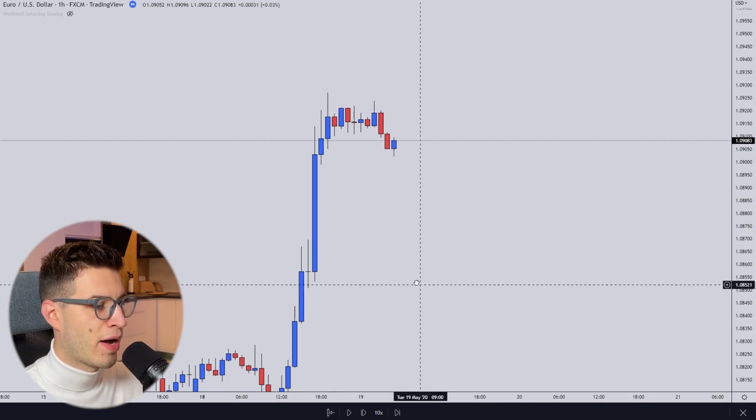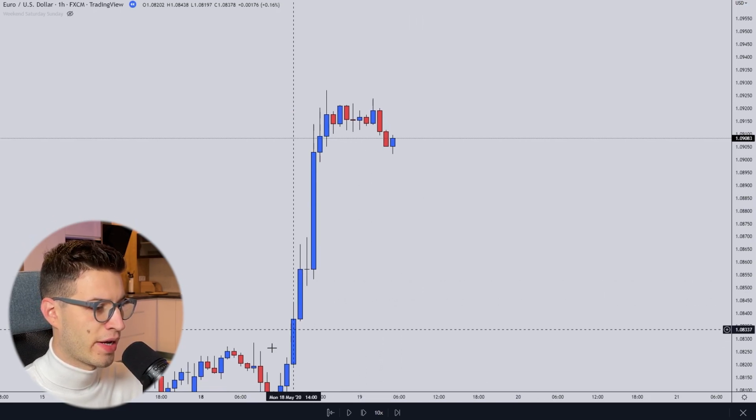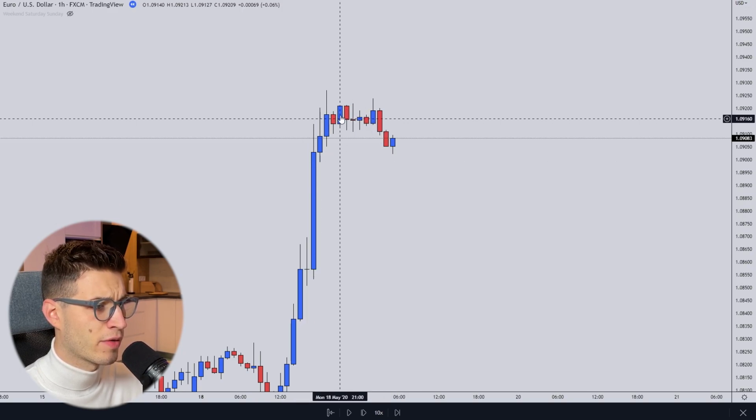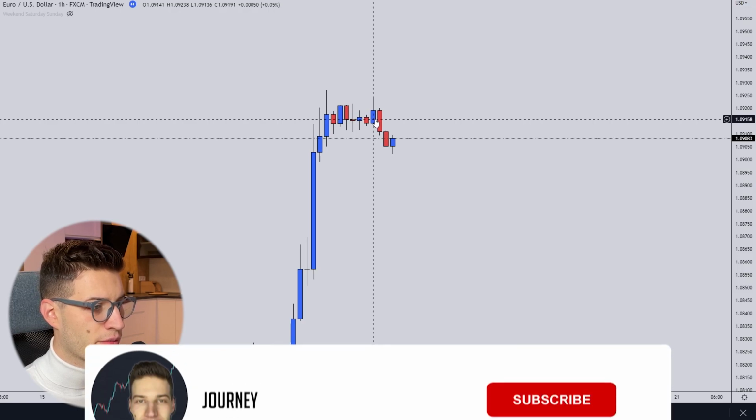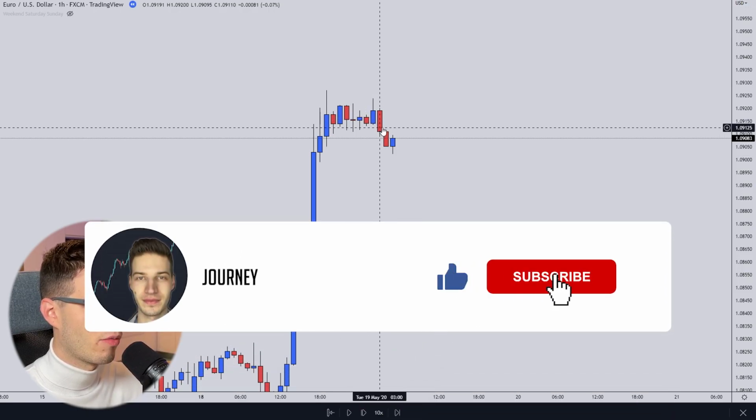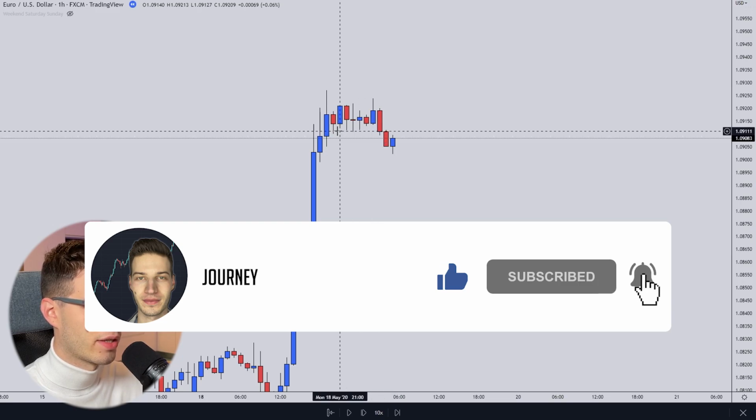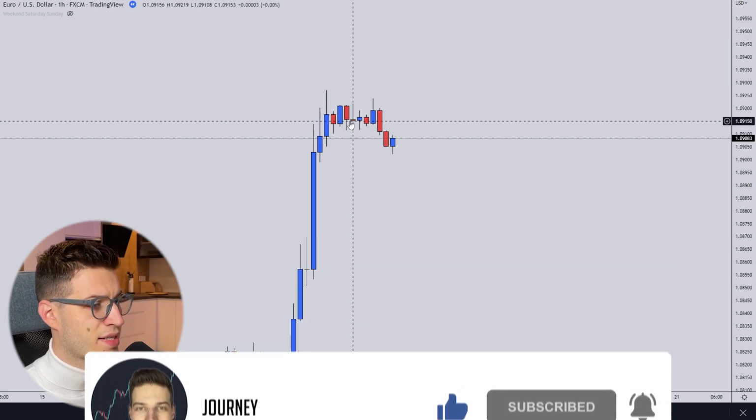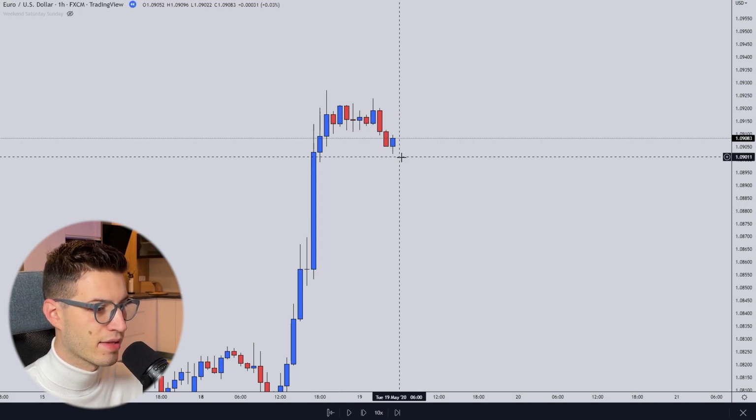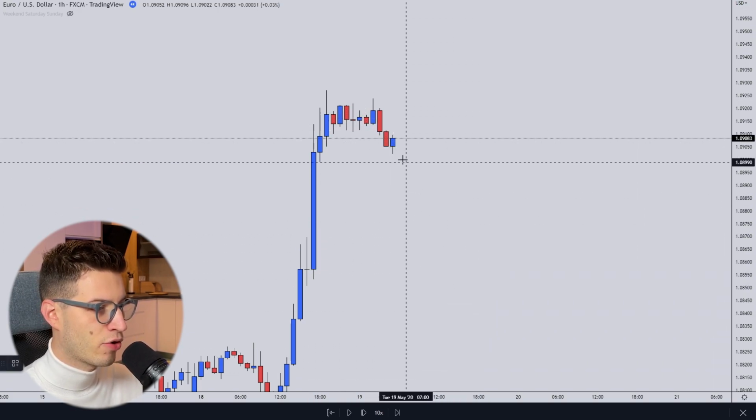So right here I now have a perfect flag formation. I have a large impulse, I have no momentum shift in the flag, so all of the candles are pretty small, they're not showing momentum to the downside, they are pausing, which is a really good sign that there is no momentum to the downside and that actually the buyers are in control. This is exactly what we want to see. We want to see these small pausing candles, and then I'm placing my order at the end of the hour.